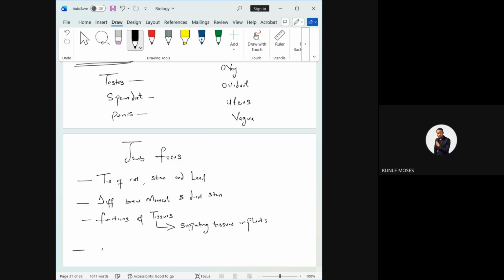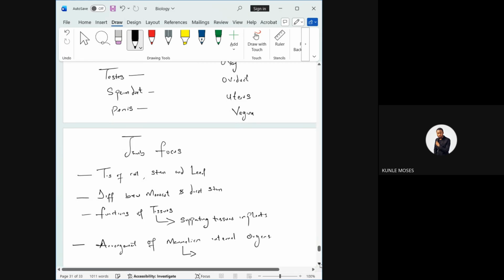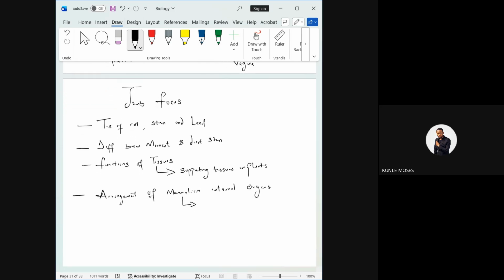And lastly, the arrangement of mammalian internal organs. The arrangement of mammalian internal organs, both the digestive, the excretory, and the reproductive. Please, are we on the same page?